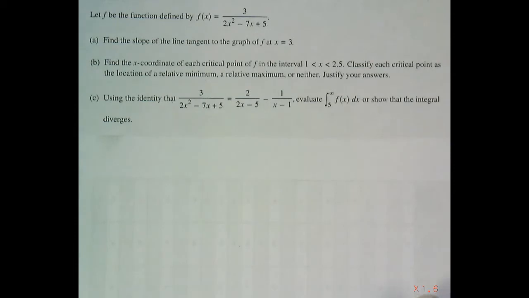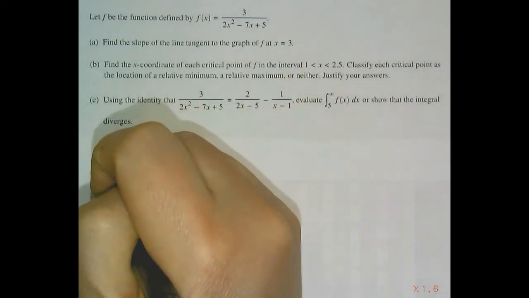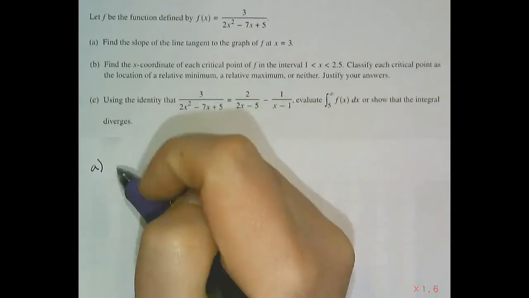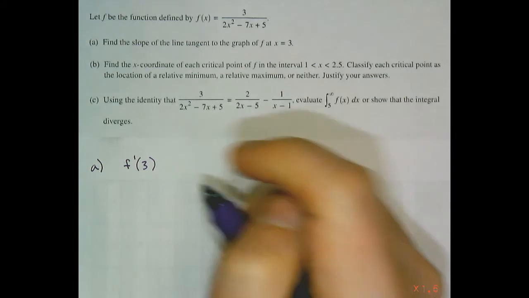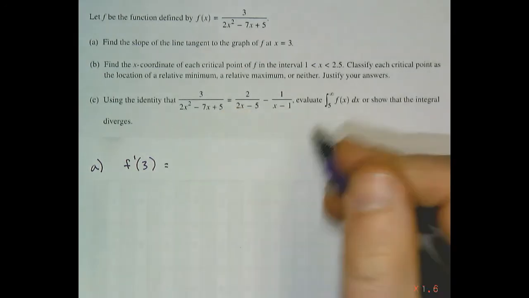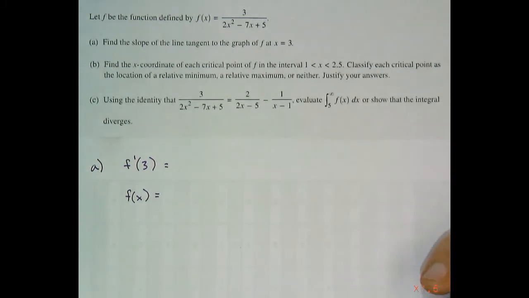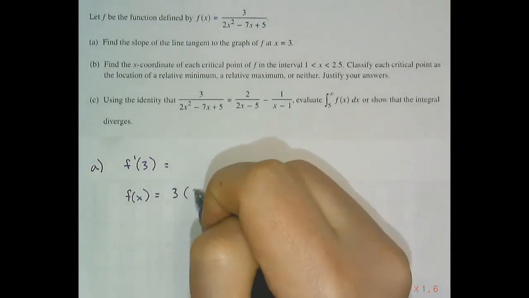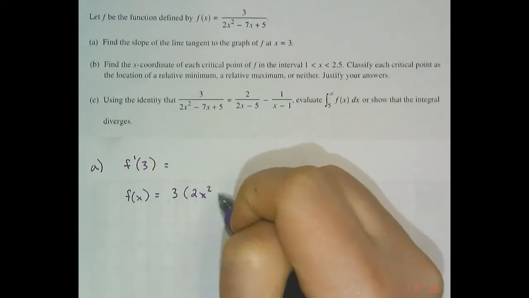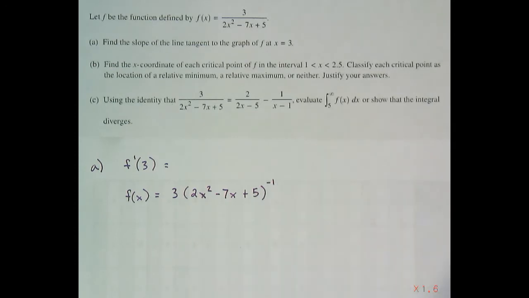So Part A is find the slope of the line tangent at x equals 3. So Part A is very simply asking you to find f prime of 3. That's what they're asking us to do. Given the fact that our function is a quotient, some of us might be inclined to use the quotient rule, which is completely acceptable, but I think that it is easier to write this as a chain and power rule.